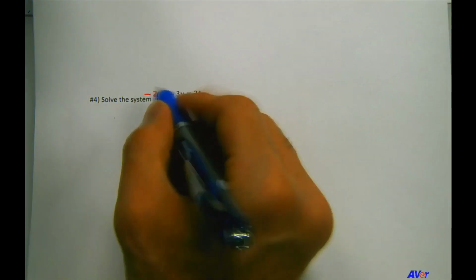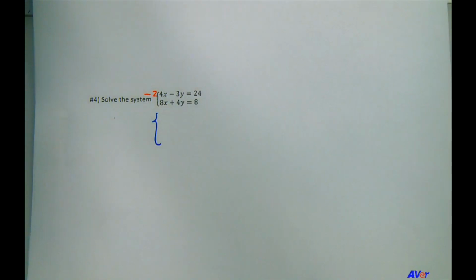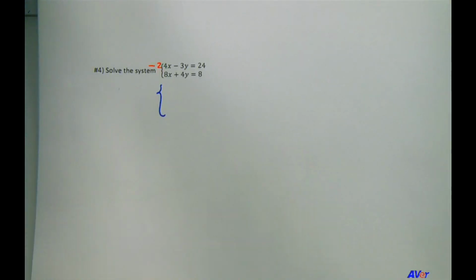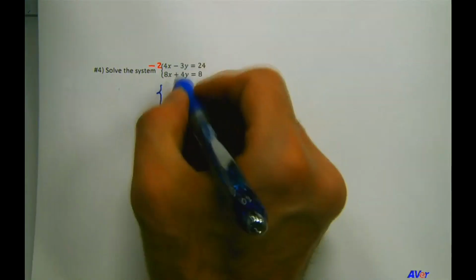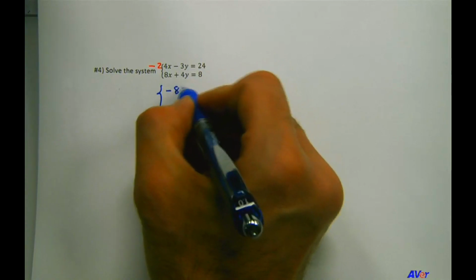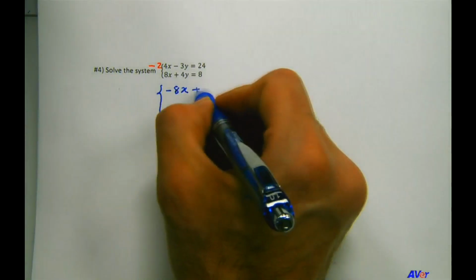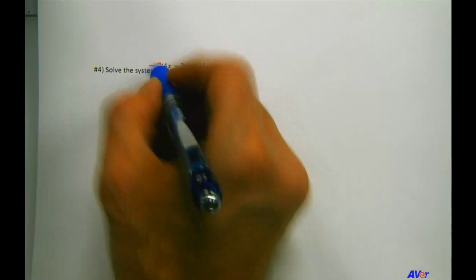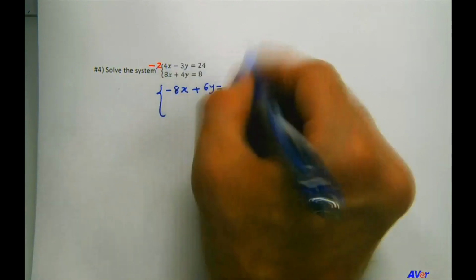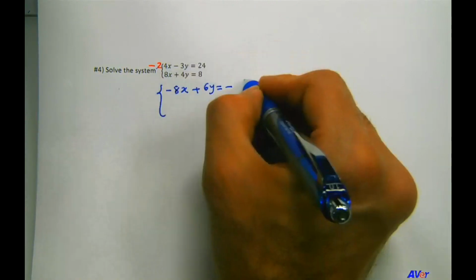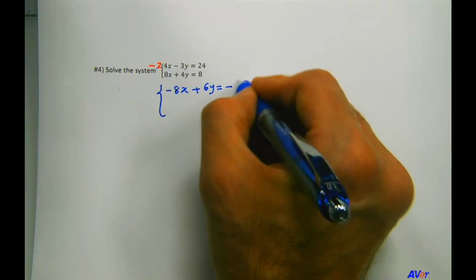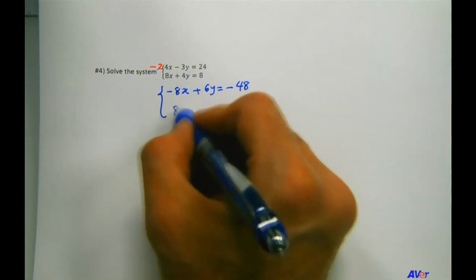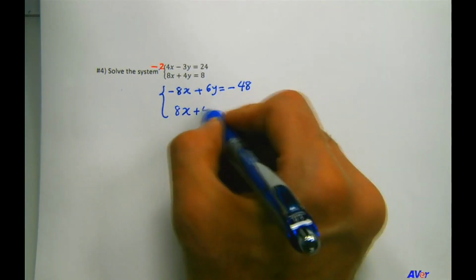Right? So we're going to distribute negative 2 into the top equation. So we have minus 8x plus 6y, right? Minus 2 times minus 3y is plus 6y. Let's not forget to distribute the negative 2 to the other side. Minus 2 times 24 is minus 48. So the bottom equation stayed the same for now.